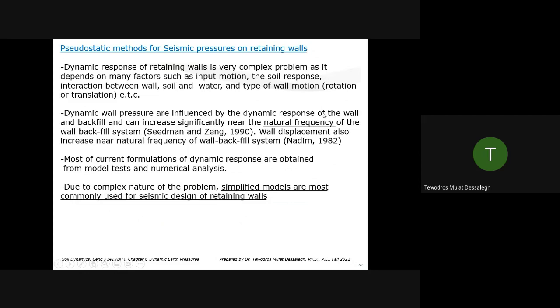So for the dynamic case, there is a pseudo-static method for seismic pressure on retaining walls. You can use a simplified approach, the way we used it for slope stability analysis, just using a single representative acceleration and converting that acceleration into a force. We can use it similarly for earth pressures also, for retaining structures. So you can go through this write-up.